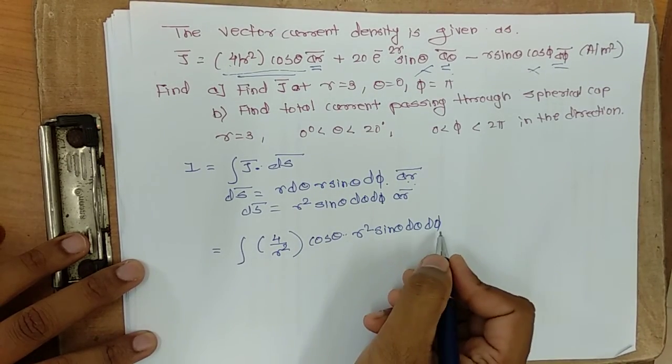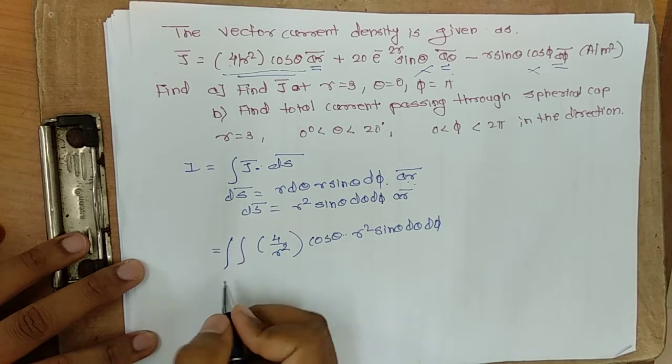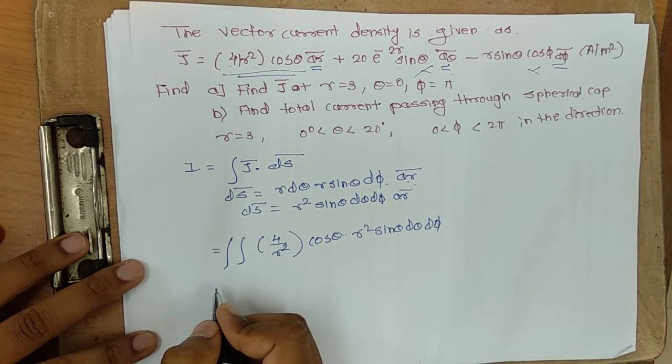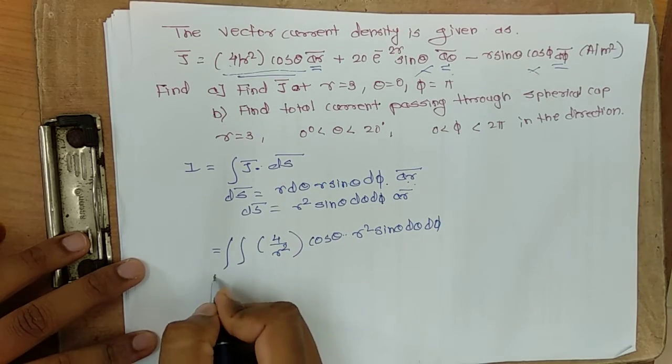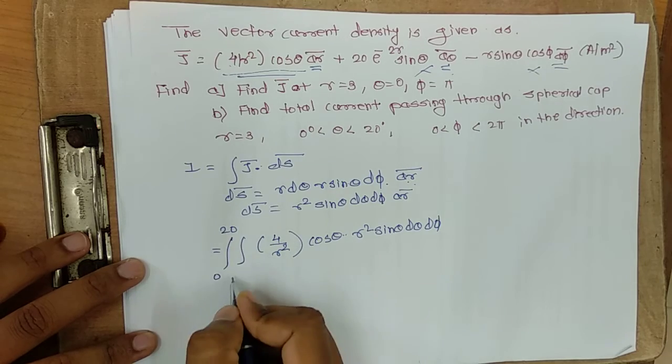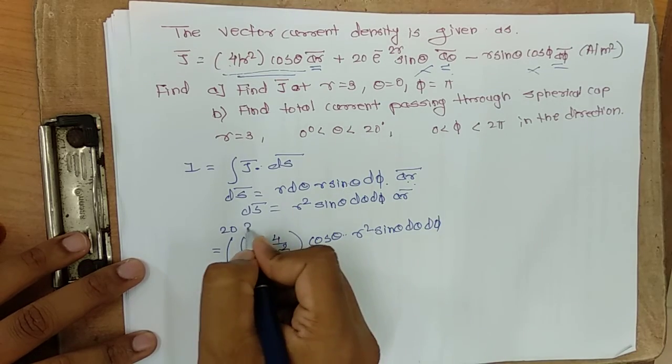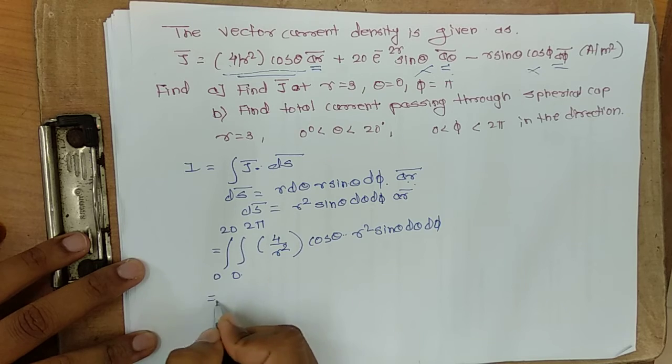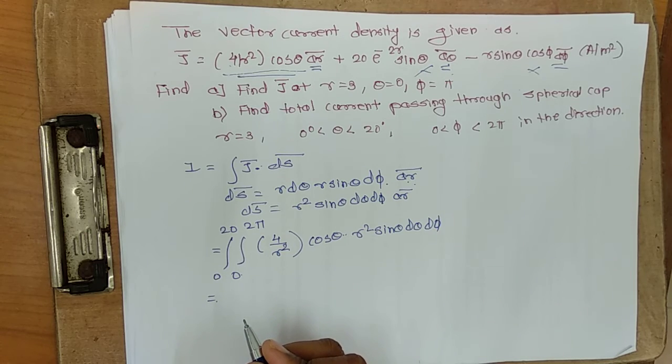Now it is d theta d phi, which means there are two integrations. The two integrations have the limits given: 0 to 20 degrees and 0 to 2 pi. Okay, 0 to 20 degrees and 0 to 2 pi. So this is for the homework. You have to solve this and tell me.